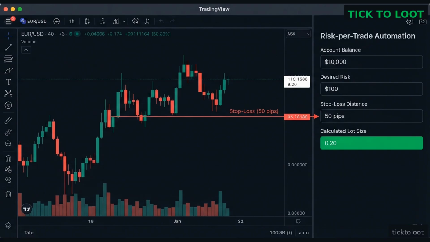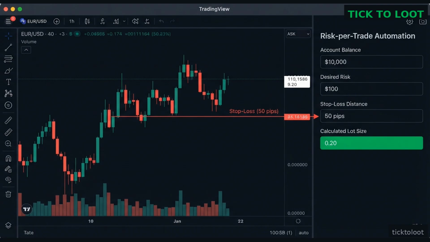Now let's watch how risk per trade automation actually works inside a trading platform. Imagine you are about to place a trade on the euro to US dollar pair, and you have decided that you never want to lose more than 1% of your account on any single trade. In our example, the account balance is $10,000, so 1% equals $100. The automation tool we are looking at has 3 input boxes: the total account balance, the dollar amount you are willing to risk, and the distance you plan to set your stop loss in pips.